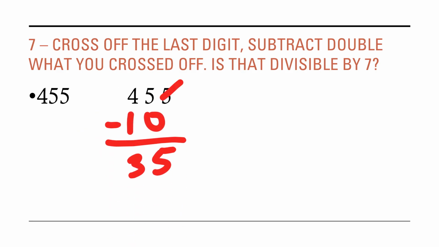Likewise, if I want to check divisibility of 455 by 7, then I cross off the last digit, which is a 5. I subtract 10 from what's left over because it's double 5. 45 minus 10 is 35. If I can divide 35 by 7, then I can divide 455 by 7 also.